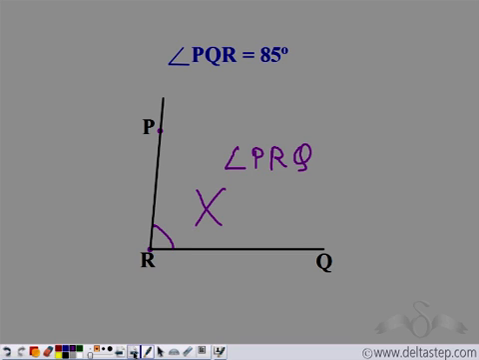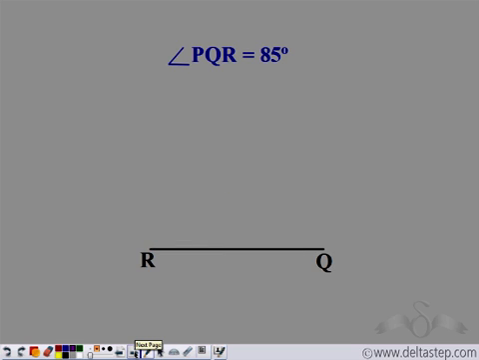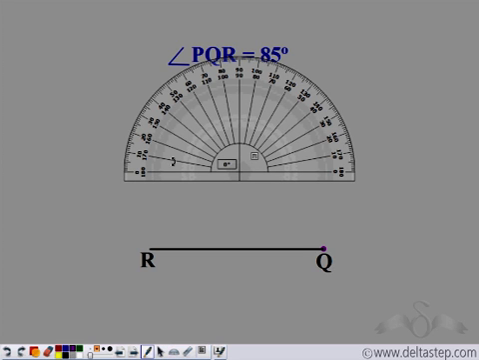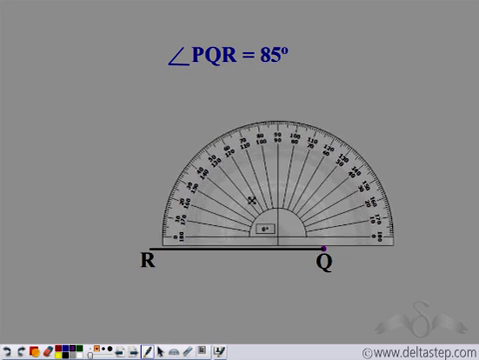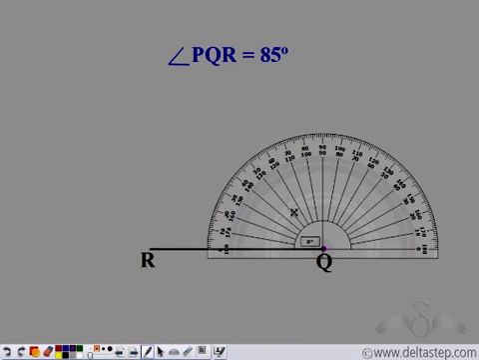So we need to make our angle with vertex as Q, because the vertex is written at the center. So we need to mark our point at Q. Now we need to draw the angle taking Q as the center. So we take the protractor. This time we keep the center of the protractor at point Q such that this line 0 coincides with QR.